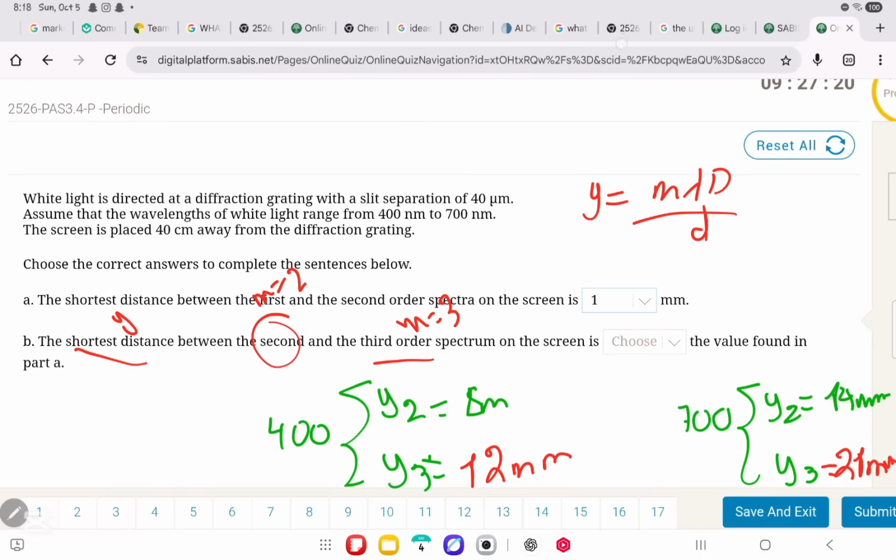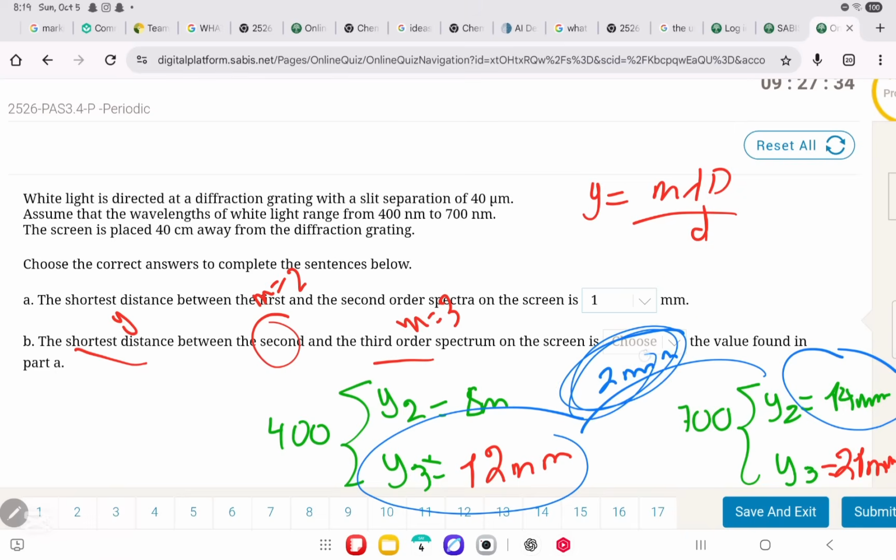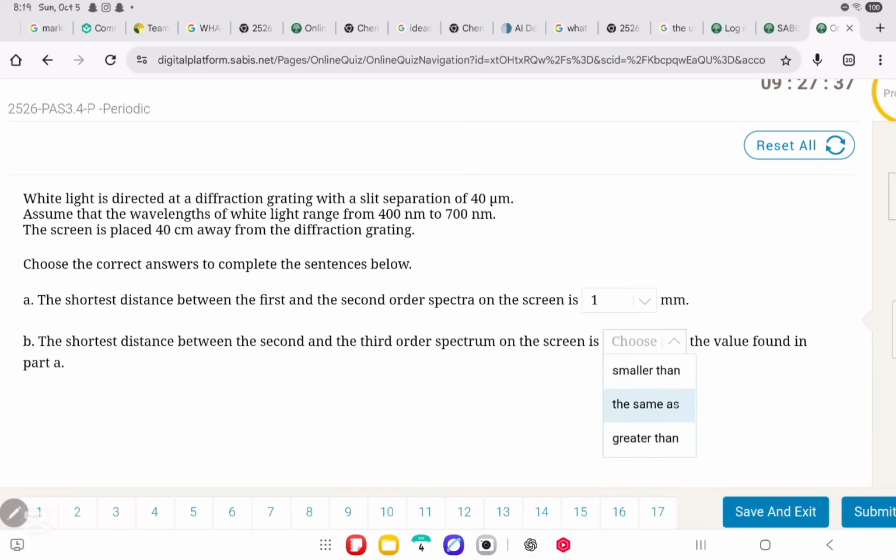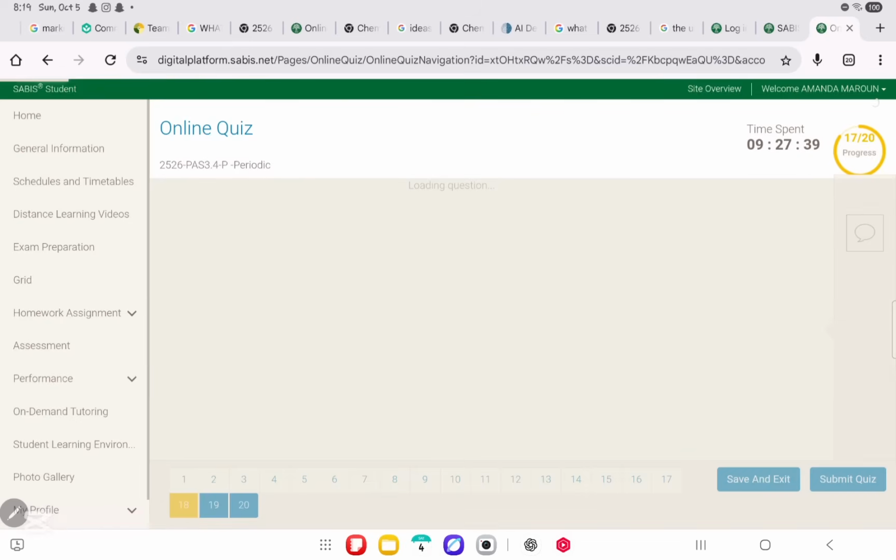Now, what do we do in this scenario? We don't take the biggest and subtract it from the smallest. No, we take the closest two values to each other, which are 12 millimeters and 14 millimeters. Subtract, and you will get an answer of 2 millimeters, which is greater than 1 millimeter. So it is greater than the value found in part A.